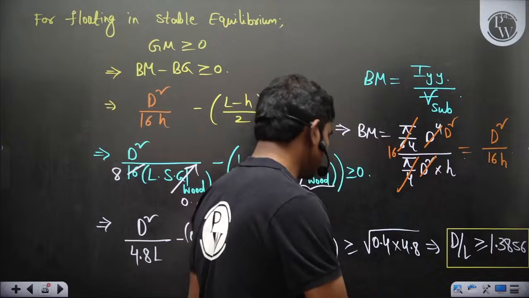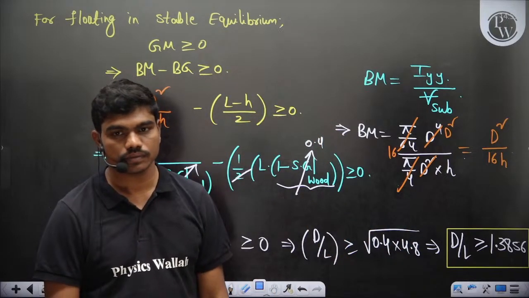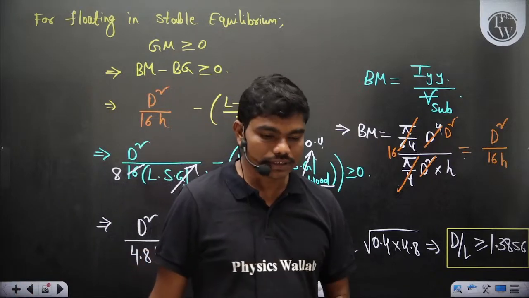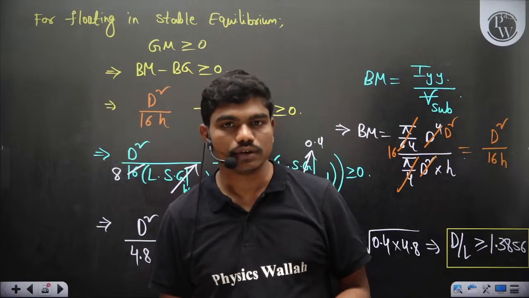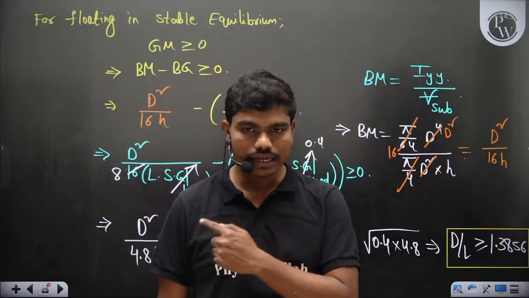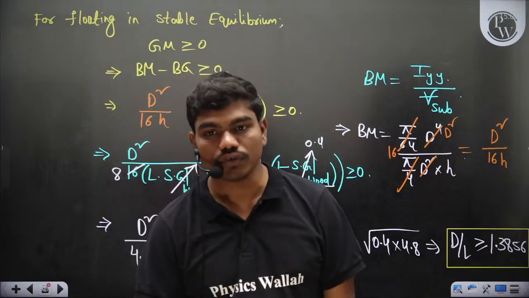So the d by L value should be greater than or equal to 1.3856. Any doubt to any one of you? Because many times I see people, when they solve buoyancy questions, neglect the metacenter calculation questions, but they actually come up. So how do you get that the body is partially floating, not fully?